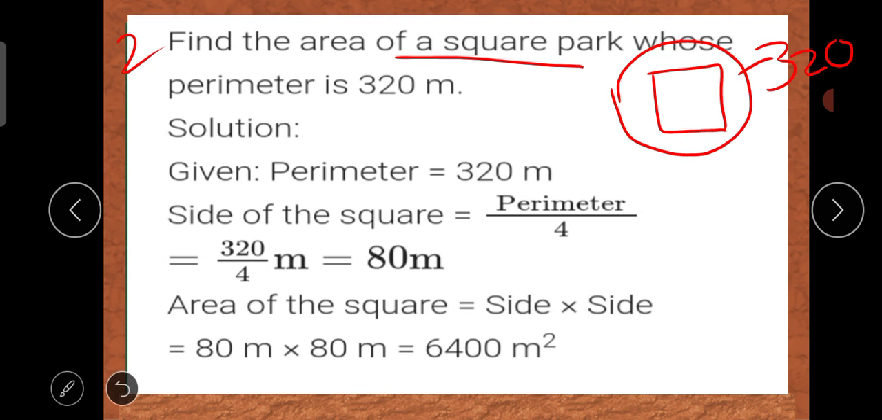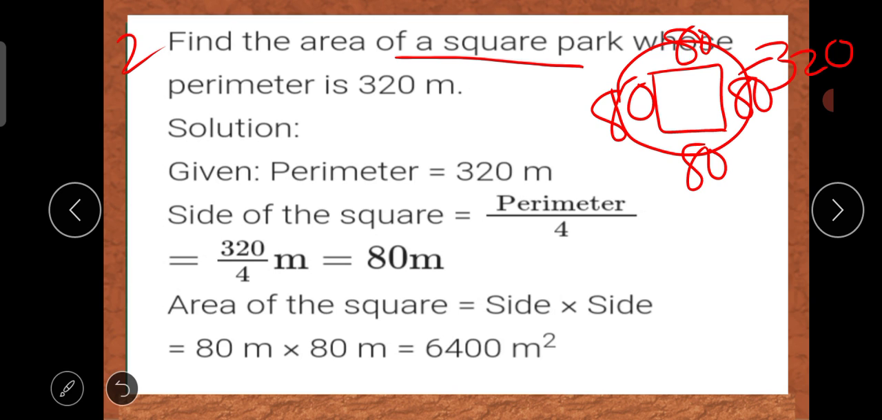So the perimeter of the square is given here, 320. We have to find the one side length of the square. When we divide it by 4, we will get one side length, because we know that a square has 4 sides. So here 320 divided by 4, we will get 80 meters. So each side length is 80 meter: 80, 80, 80 and 80.